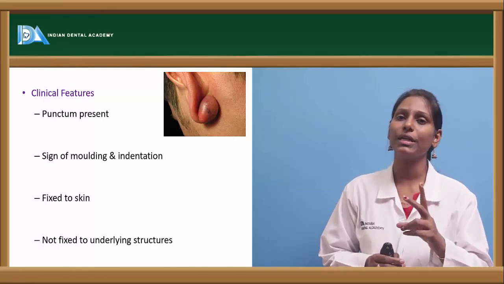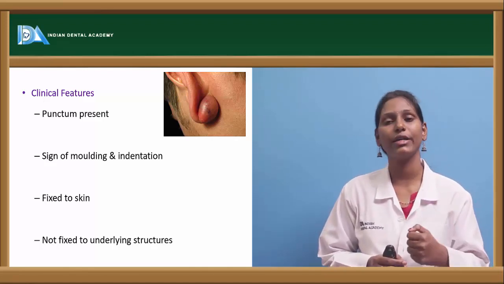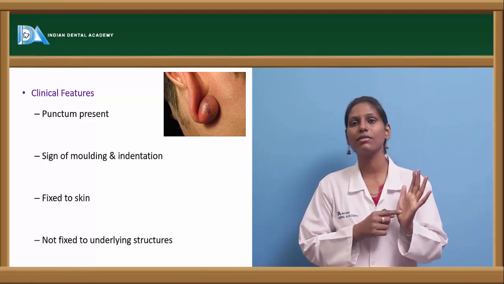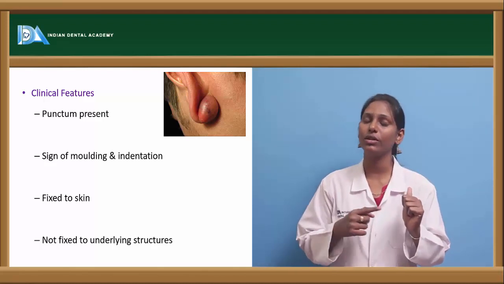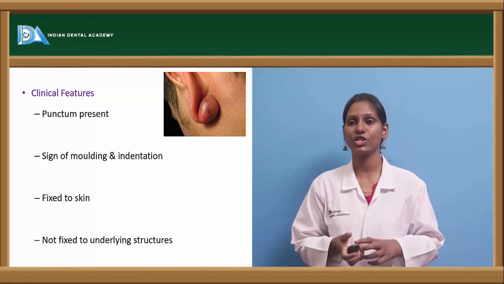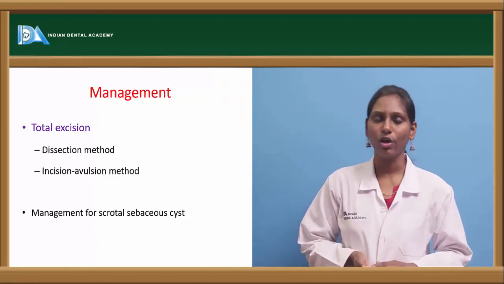It shows two particular signs. One is sign of molding and sign of indentation. Sign of indentation is nothing but when we press the cyst, we can see the indentations present on the sebaceous cyst. And sign of molding, it can take form into different shapes also. That is nothing but sign of molding.